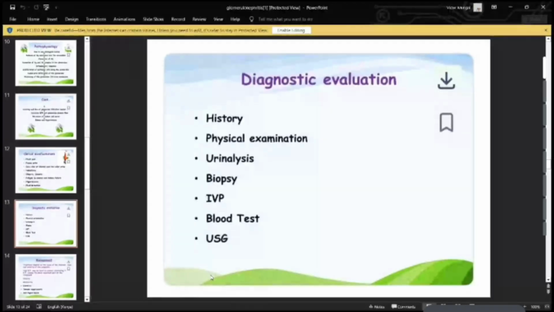So, diagnostic evaluation. Here the first step is history taking. Then the second step is physical examination. The third step, you do the urinalysis, then biopsy, then the IVP.